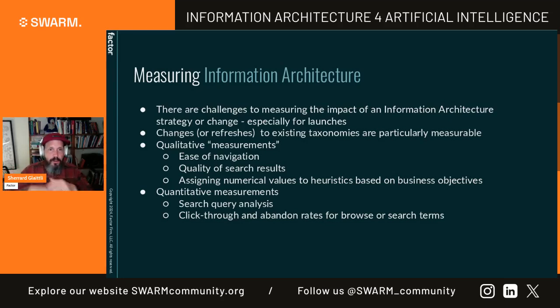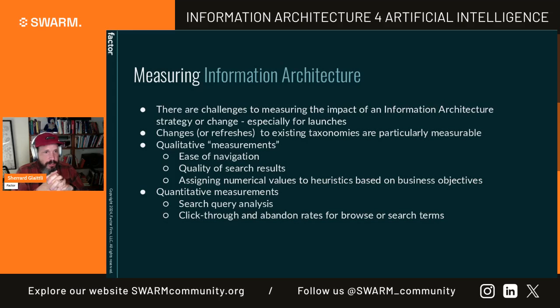So, when you're trying to measure the effectiveness of an IA project, oftentimes what you can do is take a look at what terms are coming in from clients, and then compare that to the rest of the browse behavior or search behavior on the site, and make inferences based on that.